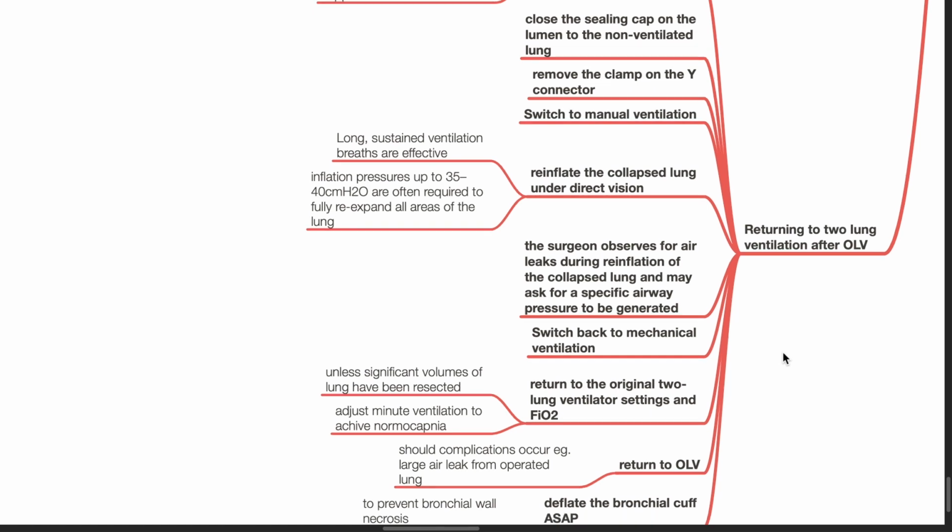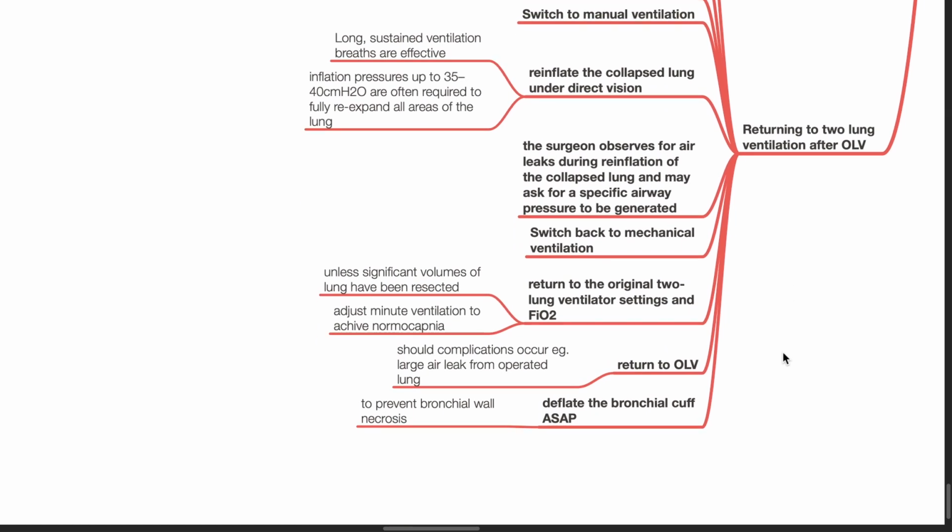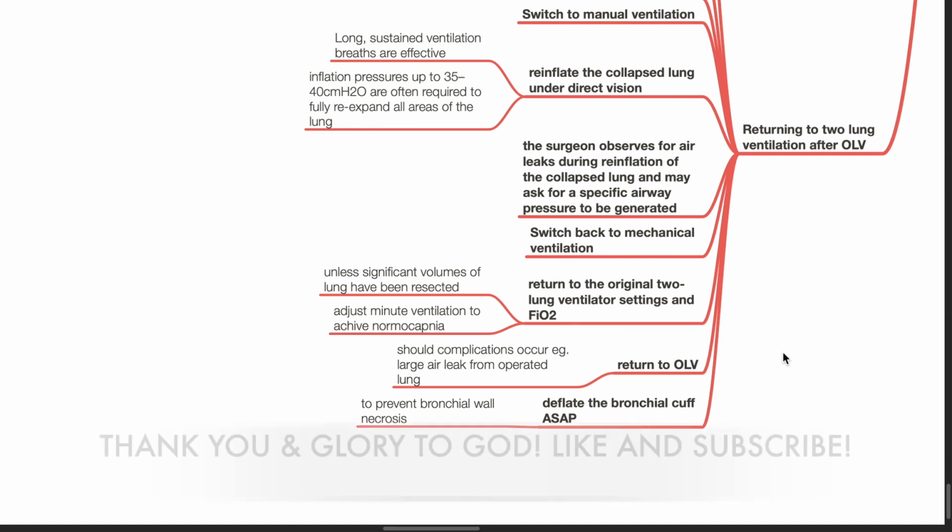Return to the original 2-lung ventilator settings and FiO2 unless significant volumes of lung have been resected. Adjust minute ventilation to achieve normal capnia. Return to OLV may be necessary should complications occur, such as large air leak from the operated lung. Deflate the bronchial cuff as soon as possible to prevent bronchial wall necrosis.